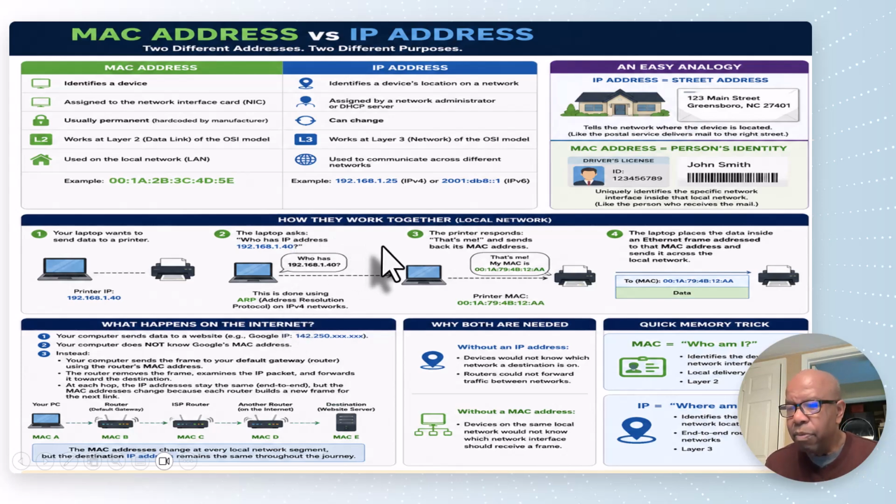Again, I want you to concentrate on the flow rather than the particular details of it. So I have a laptop, and I'm sending something to a printer. I ask for the IP address of that printer, that being the location. Where is it located? Here the printer responds, this is me, and it sends back the MAC address of the printer.